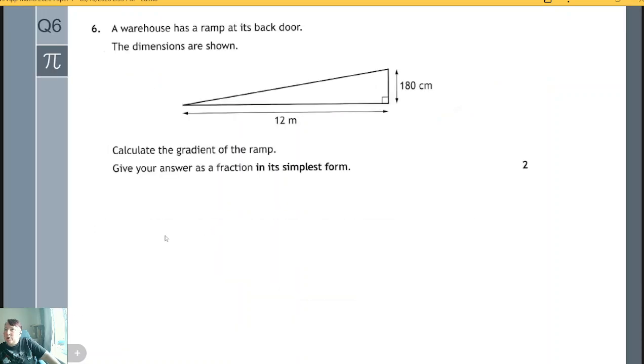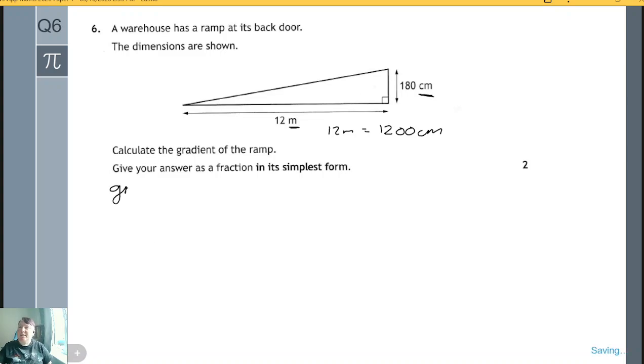Question 6. A warehouse has a ramp at its back door. The dimensions are shown, 180 centimetres high and 12 metres long. Calculate the gradient of the ramp and give your answer as a fraction in its simplest form. Okay, be wary. They've given us metres here and they've given us centimetres here. You want to use one or the other, not both. So I'm going to change 12 metres into 1,200 centimetres and just work in centimetres.